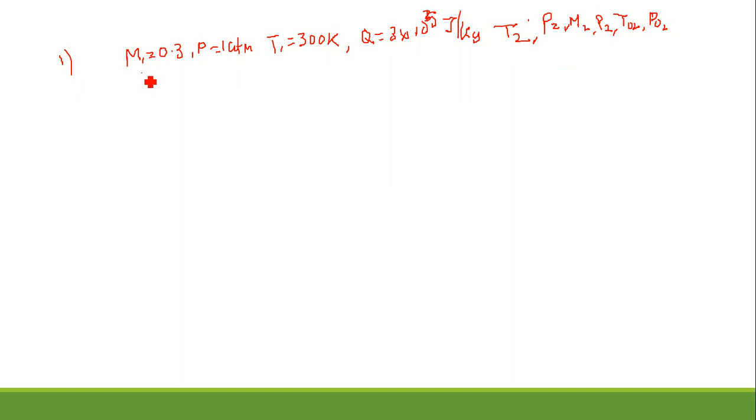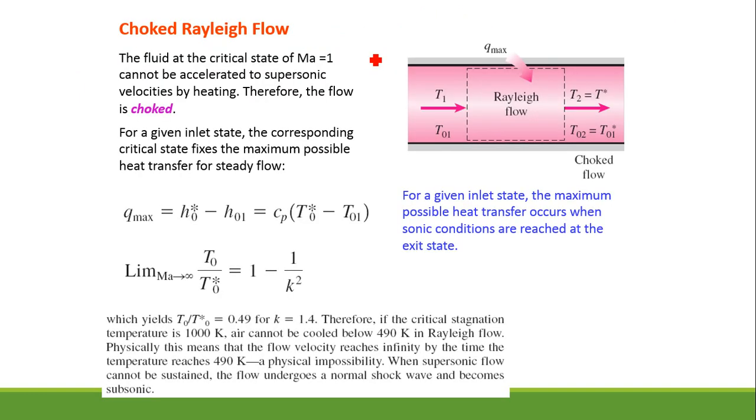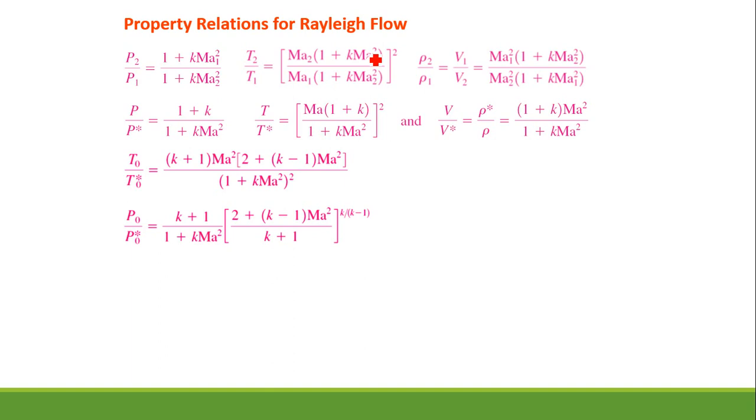They haven't mentioned the gamma value, so we can just take the gamma value. They have given that air enters a constant area duct, and they haven't mentioned anything about friction, so we can straight away consider. And also they have given heat transfer here, so we can straight away take this is a Rayleigh flow. First, we know certain formulas we have: P2 by P1, P by P star, T2 by T1, and T by T star also. These are some formulas we have here.